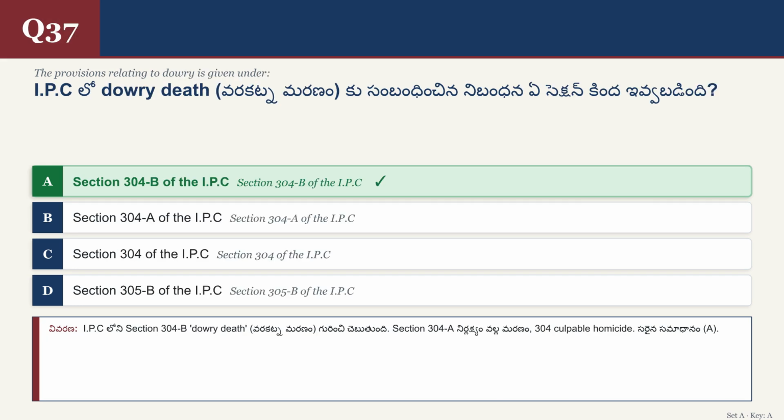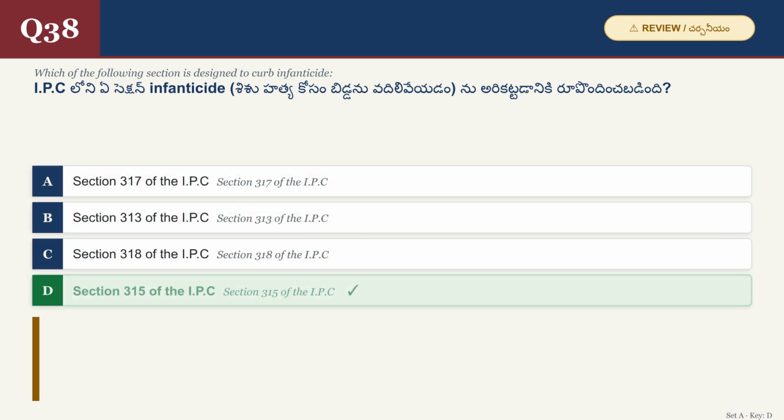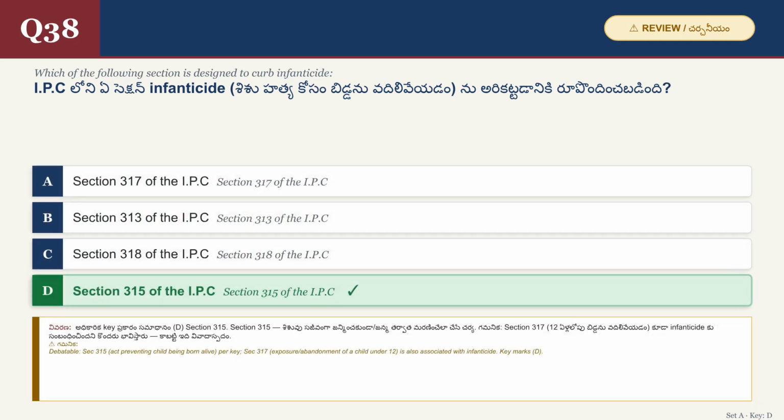Question 37 asks under which section of the IPC provisions relating to dowry death are given. The correct answer is A, Section 304B of the IPC. Question 38 asks which IPC section is designed to curb infanticide. Based on the official key, the correct answer is D, Section 315. Note that Section 317 is also associated with child abandonment.